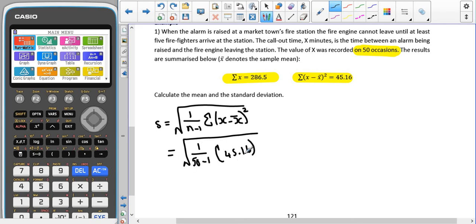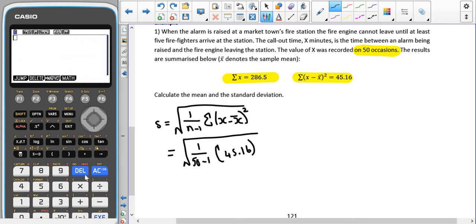So I'm going to put this as it is into my calculator. I'm going to go into the normal calculator part. Square root, which is shift and then the x squared button, then a fraction, 1 over 50 minus 1, across to get out of the fraction, times 45.16, and double check that all of this is still underneath your square root sign and that you haven't come out at any point. And then when we click exit, that gives us our standard deviation, which is 0.960 to 3 significant figures.